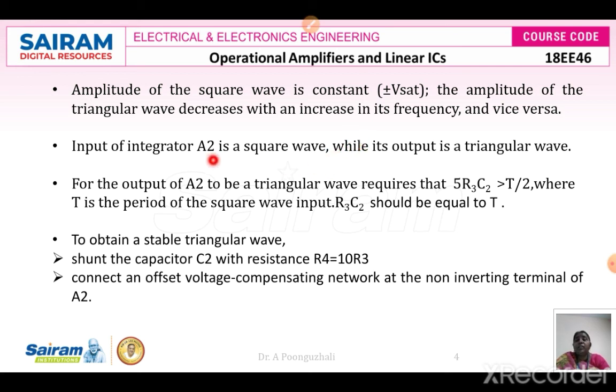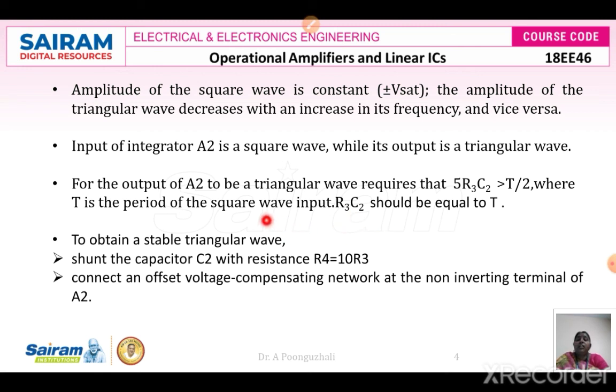So here the input of the integrator A2 is going to be a square wave, while its output is going to be a triangular wave. So the condition for the triangular wave to be generated is that 5 R3 C2 should be greater than T by 2, where T is the period of the square wave input, and R3 C2 should be equivalent to T. If this condition is satisfied, I will be getting a perfect triangular wave there.